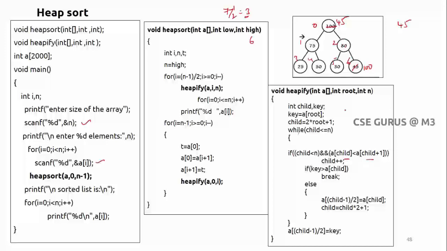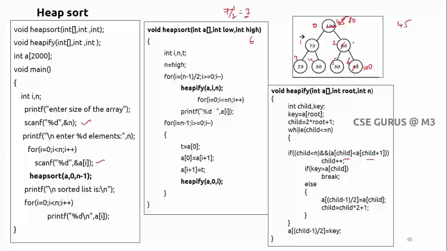Now here key means our value. If 80 is greater than 45, that means I am checking among these three which is the greater. 75 and 80, which is the greater? 80. 80 and 45, which is the greater? 80. That means child is greater, so swapping will be done here. Now a of child minus 1, this part will be executed. The else part will be executed if key is not greater, right? So this part will be executed and swapping will be done.